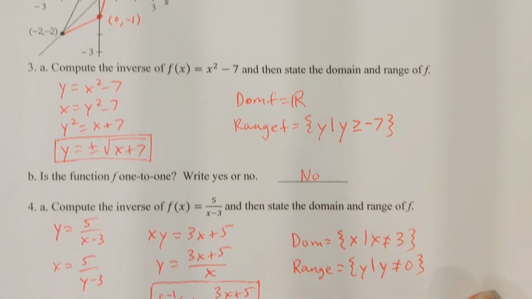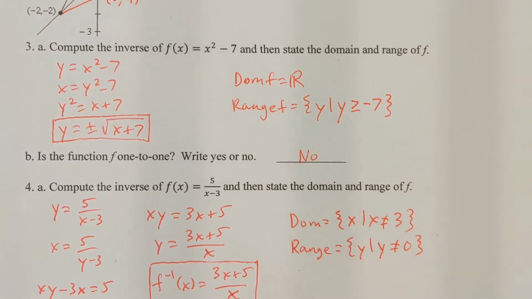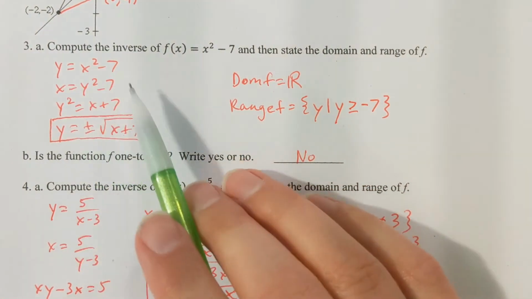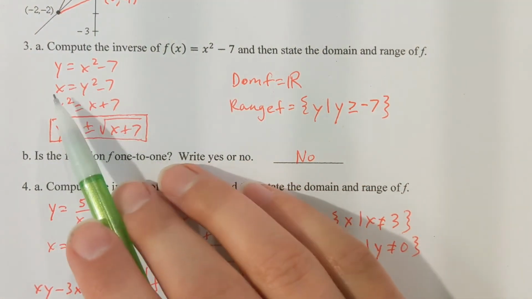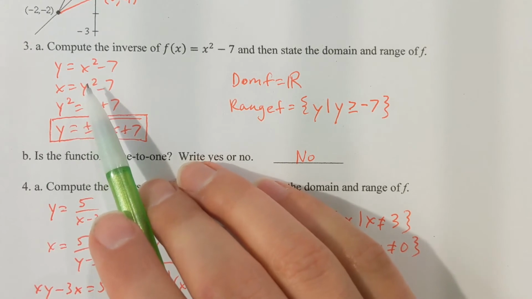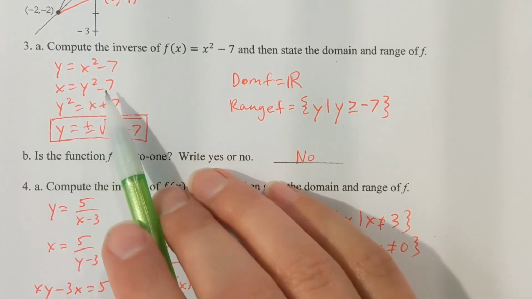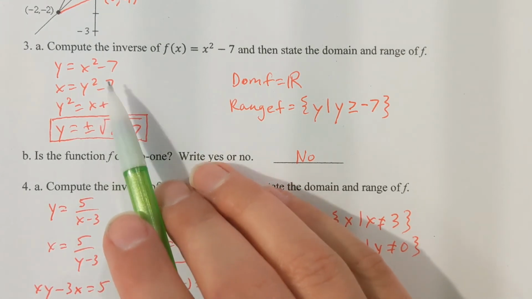Okay, problem 3. We want to compute the inverse of f of x equal x squared minus 7 and then state the domain and the range. y and f of x mean the same thing, so I've rewritten this as an equation in terms of x and y, and then inverse means that it's all about switching x and y. I've done that here, and now I'll have to solve this equation for y.